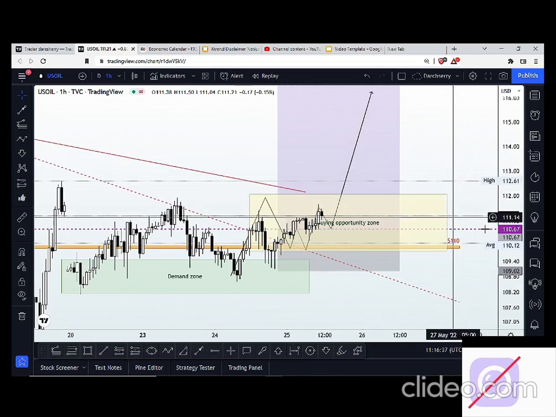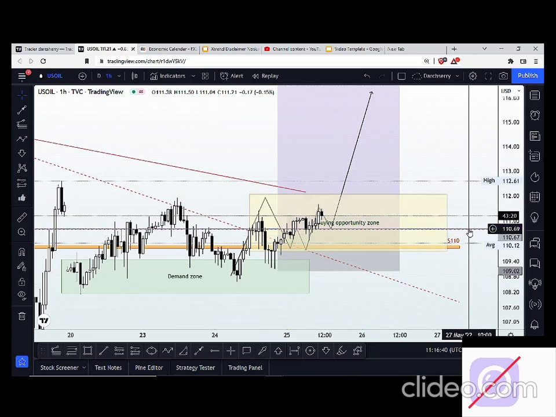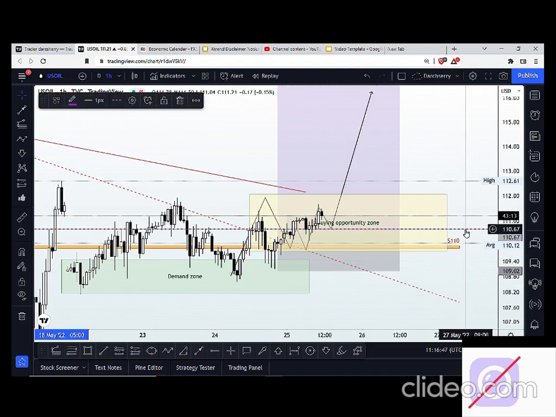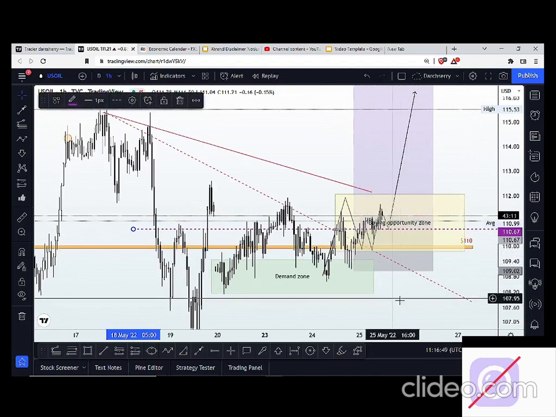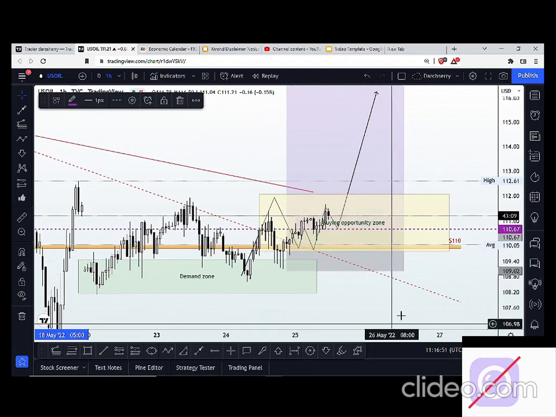However, I identified this area to be a precise entry point, at least $110.67, to take advantage of that bullish momentum.